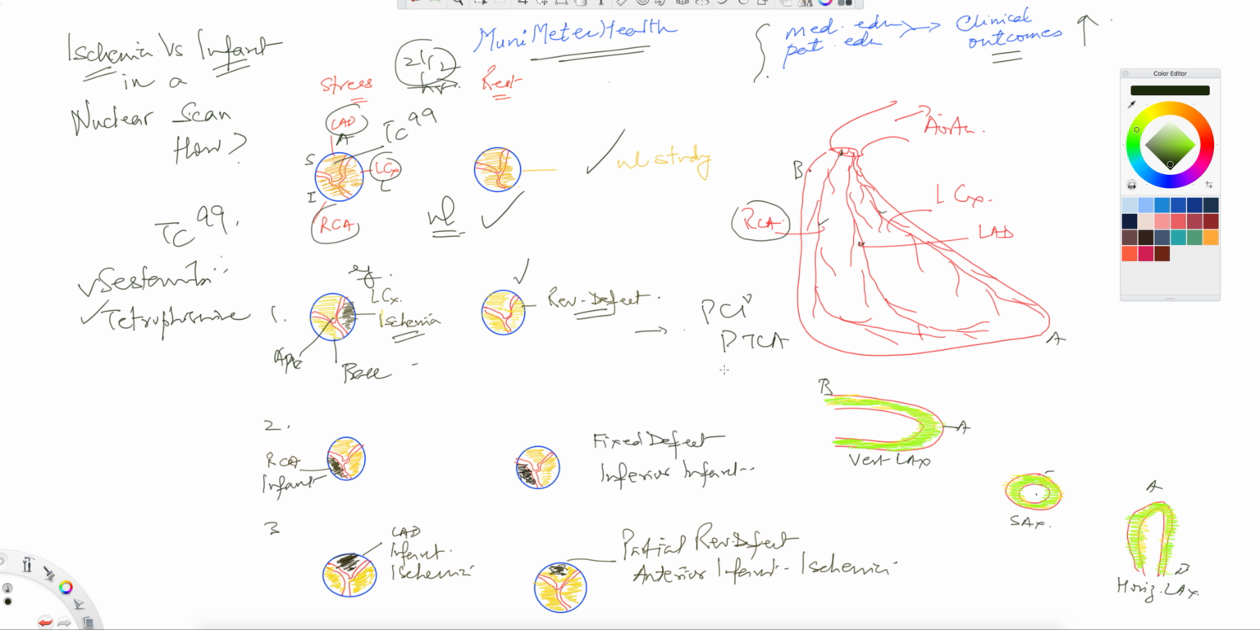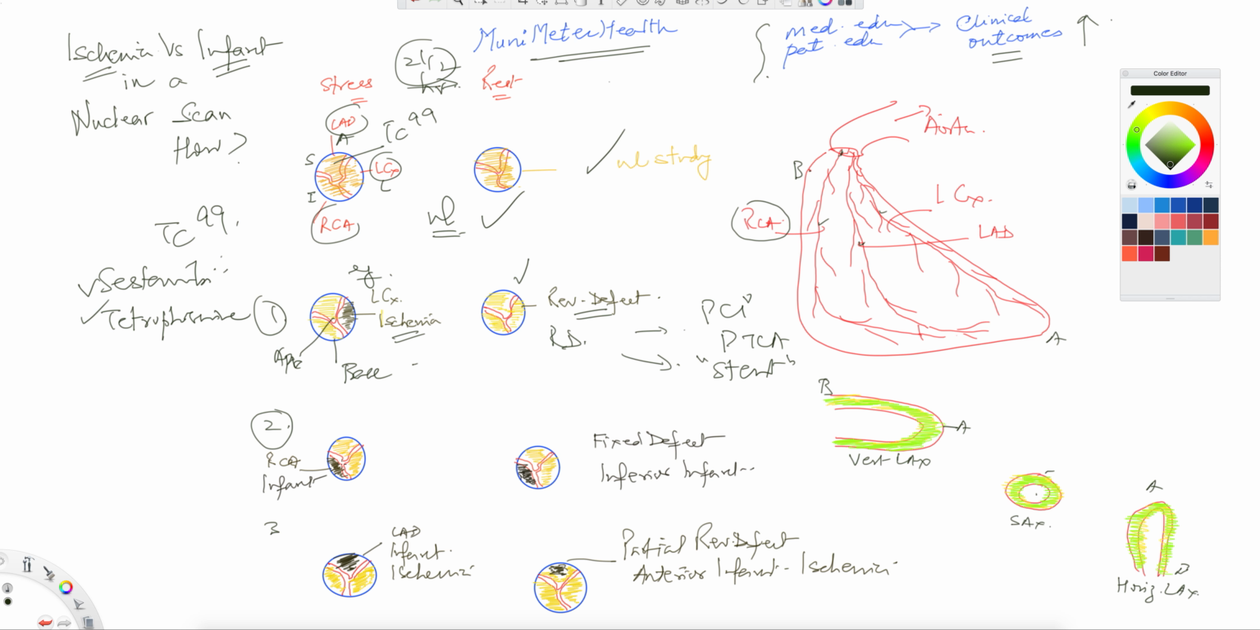So if somebody is recommended a stent after the nuclear scan, it's because of this. You see a reversible defect. So whenever you see a reversible defect, that person can be revascularized, we call it, or can undergo a stent. Second example now. So that was the first example. Second example where you have a fixed defect.